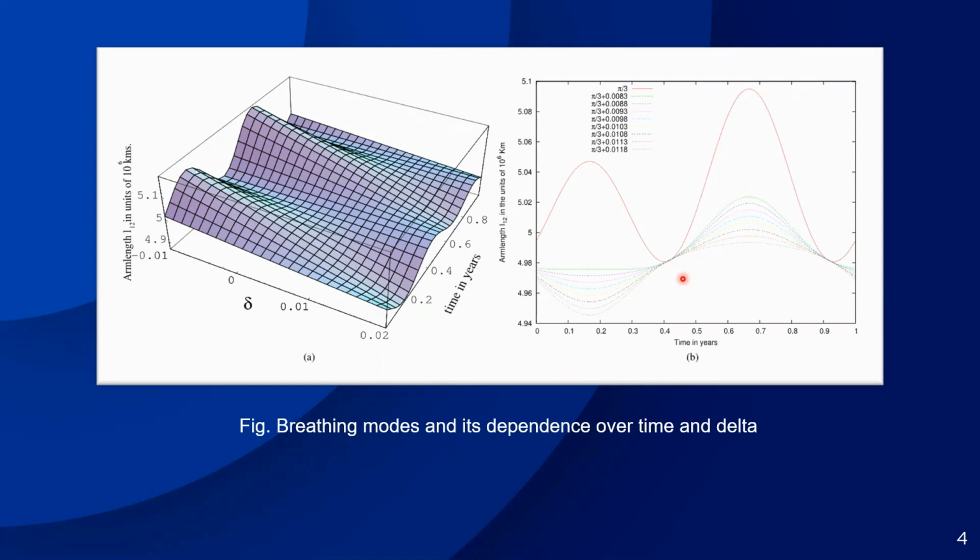So we plot it and find an optimal parameter such that the flexing, or the breathing modes, are reduced significantly. So we find that for a delta equal to 0.0118, we get a good reduction of flexing, up to a factor of 2.4.